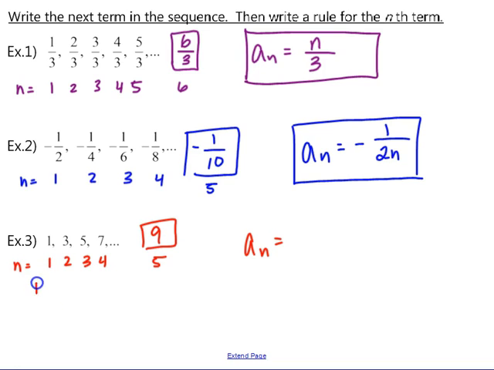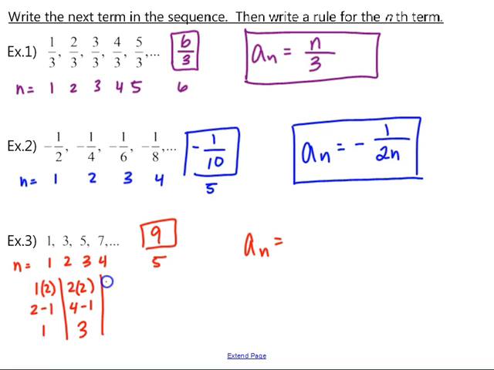If we take our term number 1 and multiply it by 2, we're going to get 2. If we subtract 1, we'll get 1, which is the term. So let's take our next term number, 2, and follow that same pattern. Multiply by 2, we'll get 4, then subtract 1. We get 3, which is our next term.